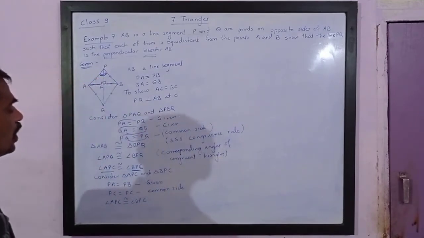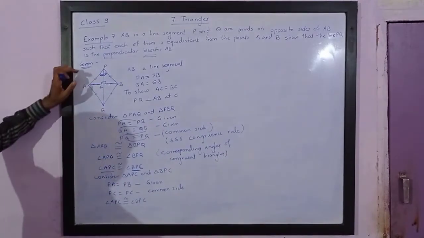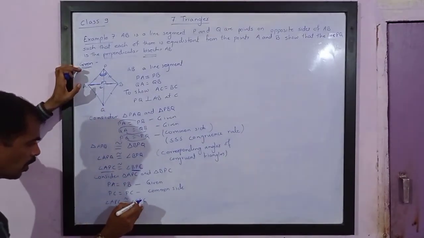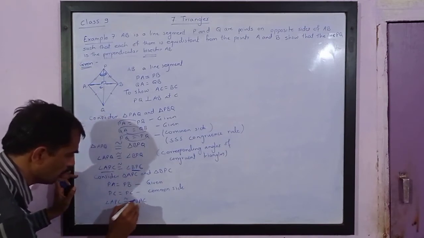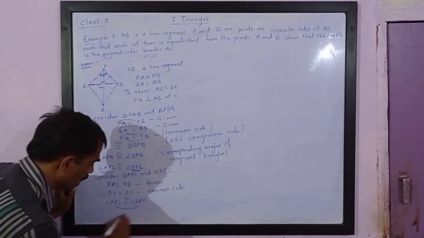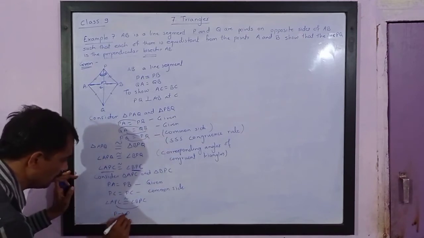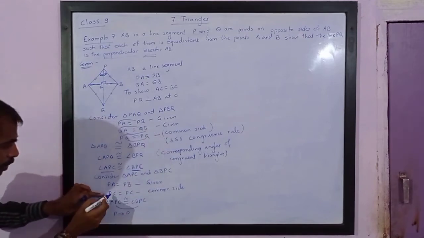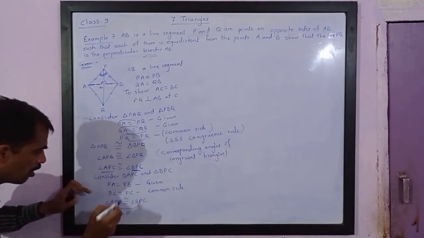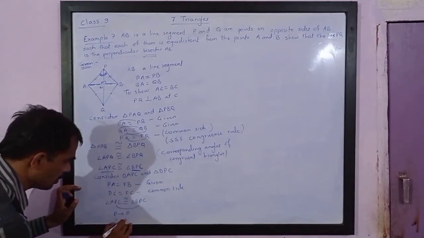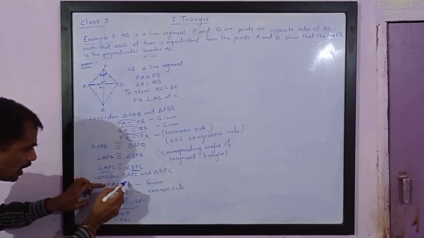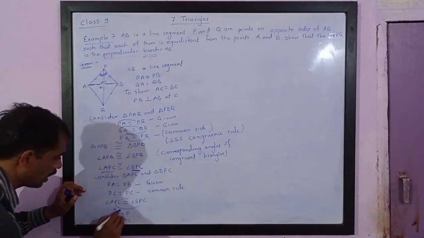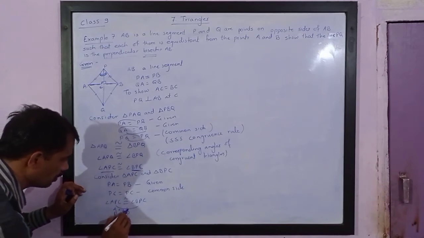Now here also one-to-one correspondence is very important. Please note here one-to-one correspondence. While writing one-to-one correspondence, we prefer angles first. So here P corresponds to P. Then if P corresponds to P, it means C corresponds to C. And the remaining vertex are A corresponds to B.